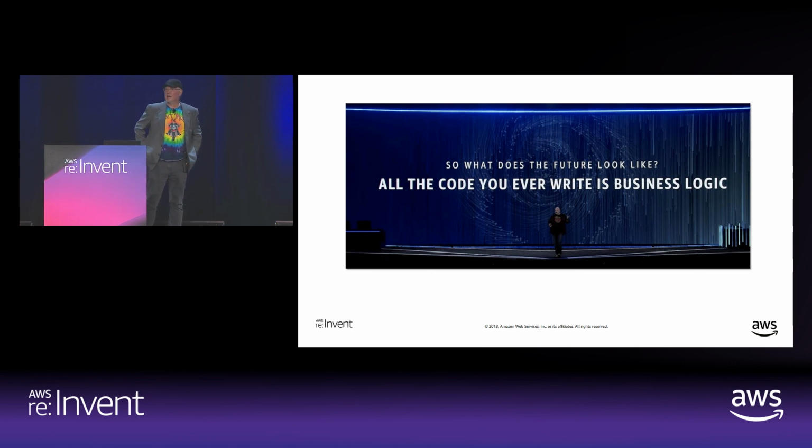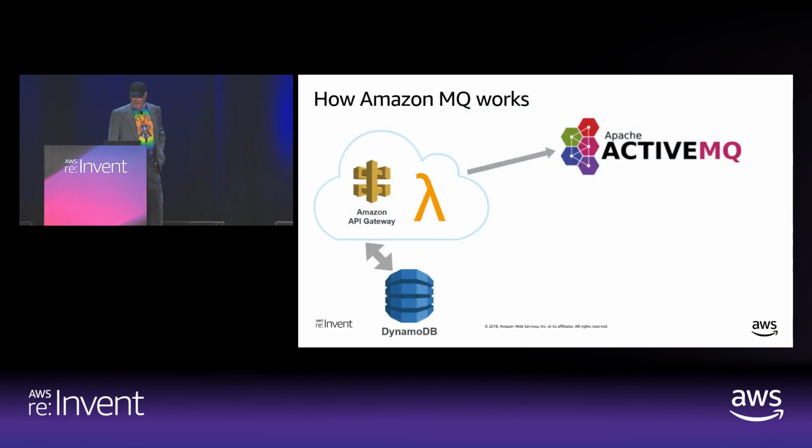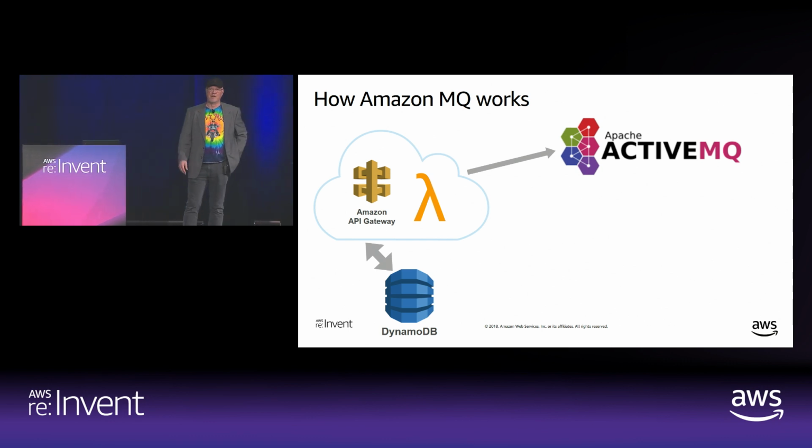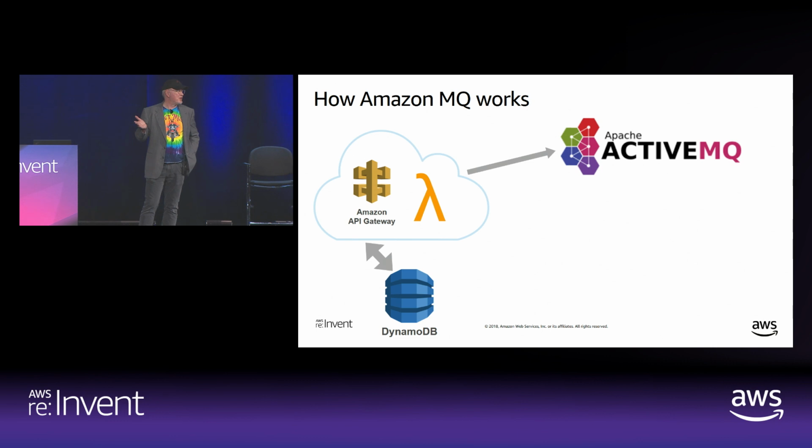So, should we all drop everything and write everything in serverless from here on forward? No, not necessarily. Our advice specifically is use serverless where possible. So what does where possible mean? Well, let's use an example. And the example we're going to use is Amazon MQ, which is a service that we launched at this event last year and is doing very, very well. It's basically a managed version of the Apache ActiveMQ message broker.